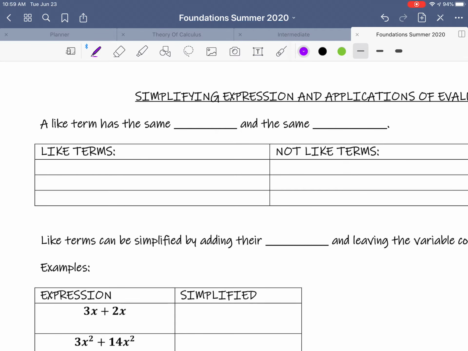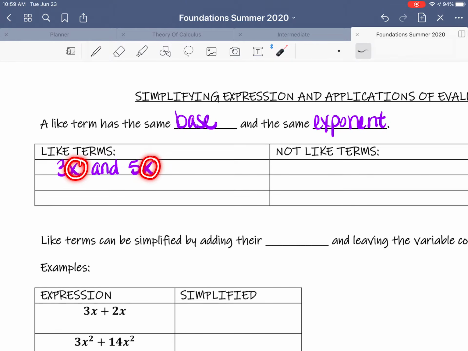So a like term has the same base and the same exponent. I've talked about bases and exponents in my exponents video if you need to go back and watch that, but here's just a couple examples to show you what I mean when I say that. Some examples of like terms are, for example, 3x and 5x, because they both have an x to the first power.